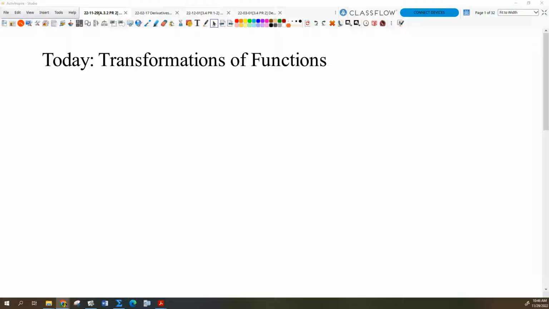Okay, so yesterday we just kind of introduced you to the parent functions. Today we're going to start talking about transformations, about how we can take those vanilla parent functions and soup them up a little bit: translate them around, stretch them, reflect them, stuff like that.